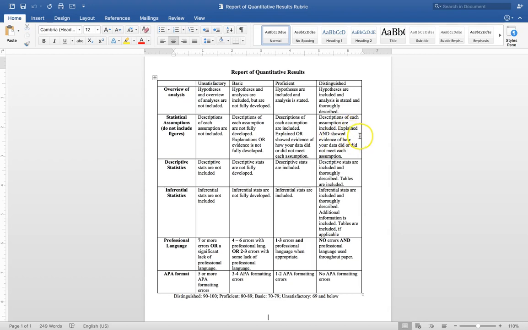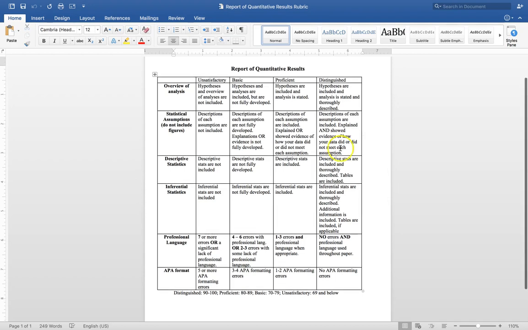So just give me a description of each assumption that you tested and the results from each assumption. So you're going to explain and show me evidence of how your data did or did not meet each assumption. So you're going to give me numbers, you're going to give me statistical results of those various tests.